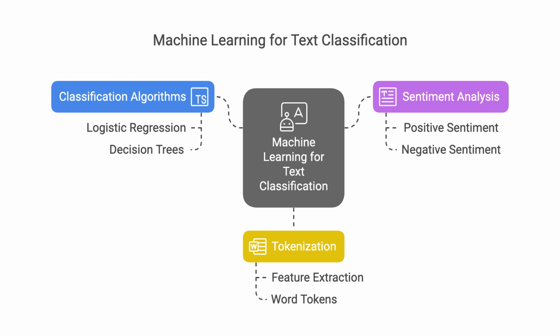At the center, we see the main process where machine learning models learn to perform this sorting task. The foundation, as depicted in the yellow tokenization block, remains crucial. Text must first be broken down into word tokens, which then undergo feature extraction, converting these tokens into numerical representations that algorithms can understand. This structured input feeds the central machine learning for text classification engine.